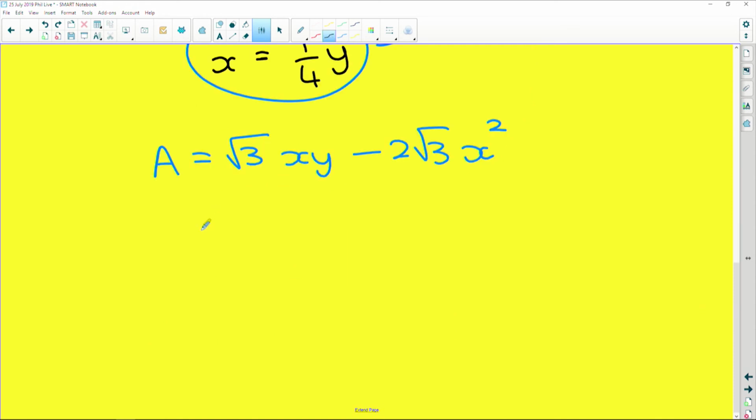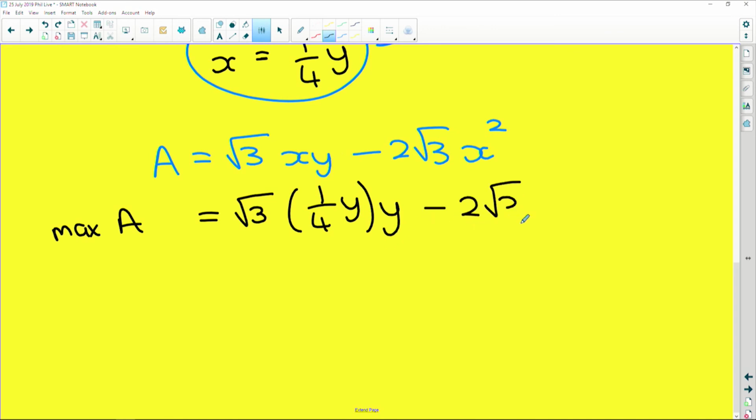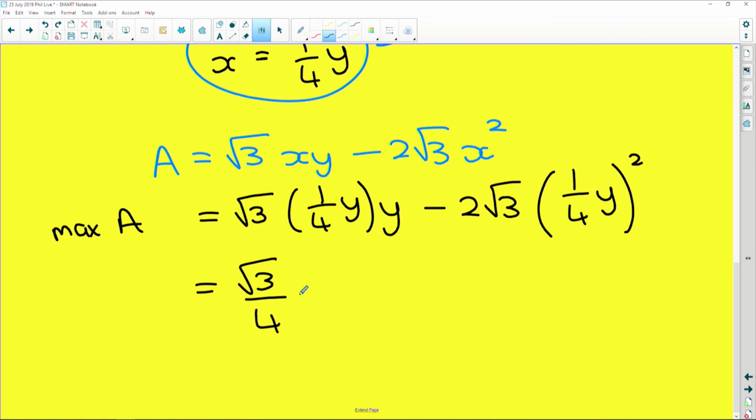So the maximum area is equal to the square root of 3 multiplied by x, which we've just found is a quarter y, multiplied by y, there's still another y there, minus 2 root 3 multiplied by x, which is a quarter y, all squared because we have x squared. So now if we multiply this out, we're going to get root 3 over 4 multiplied by y squared minus 2 root 3 over 16. Remember, 4 squared is 16, y squared.